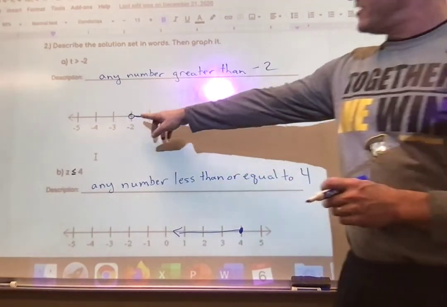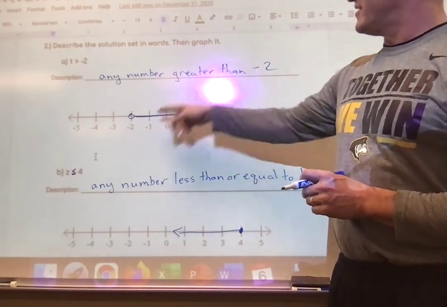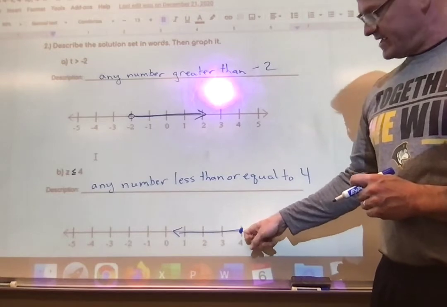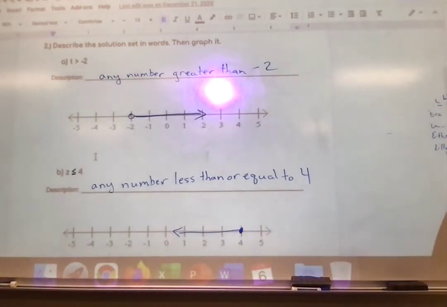So again, notice we have the open circle here because it's greater than that. Here is less than or equal to. If it's going to be equal to it, then you have to shade it in and say that answer is included. Okay, so again, make sure you get these written down.